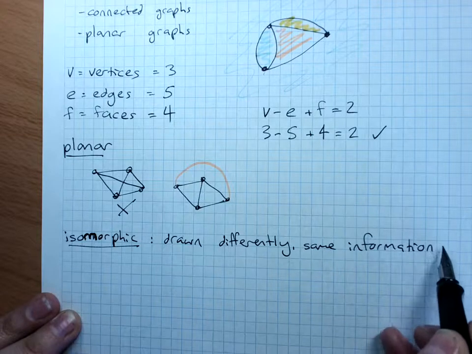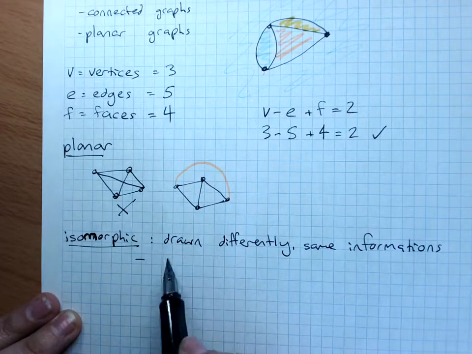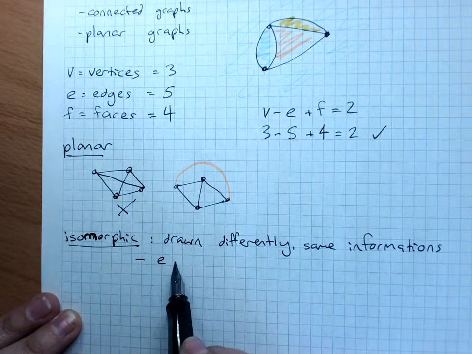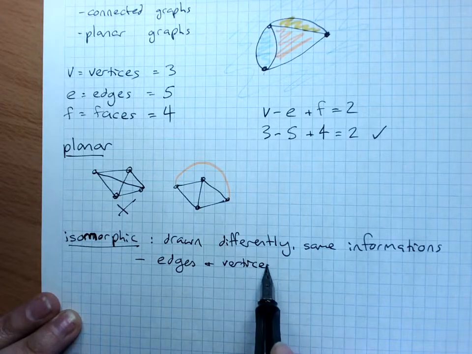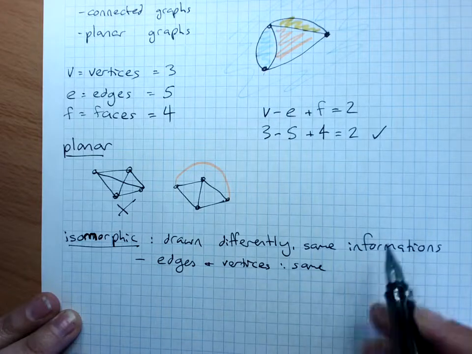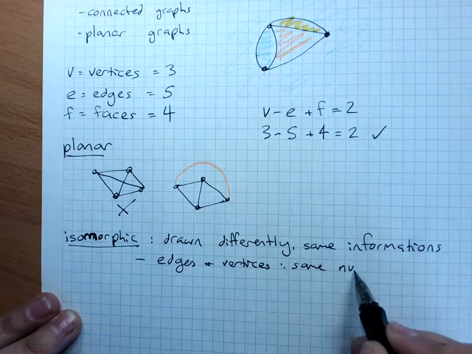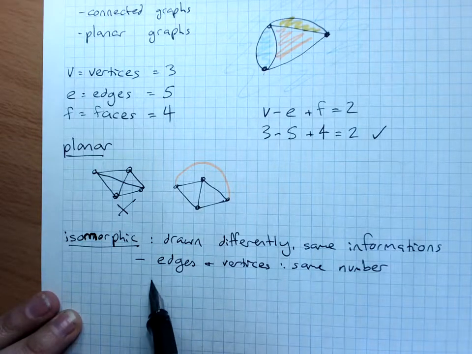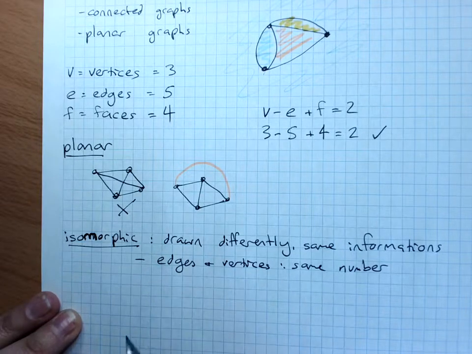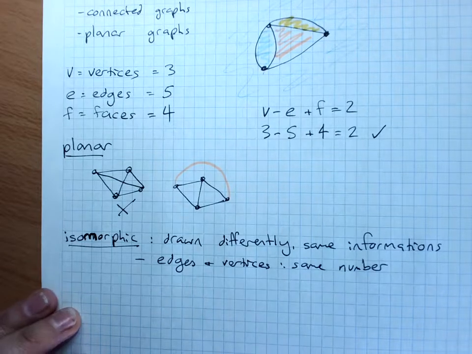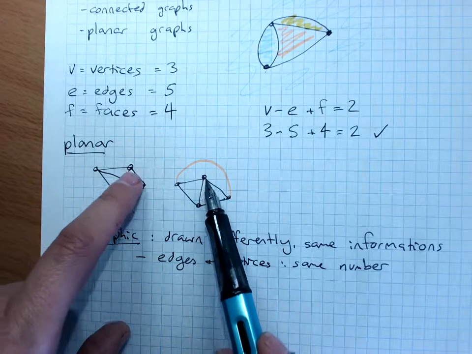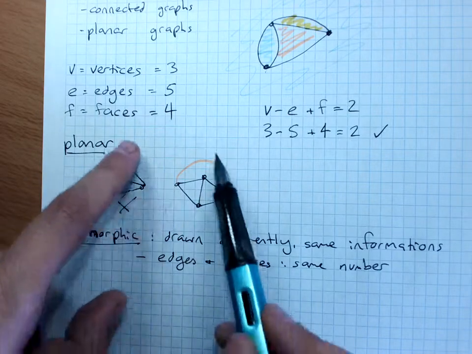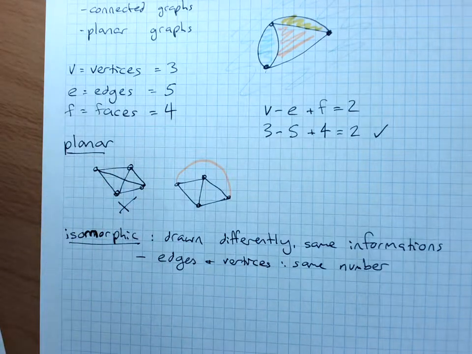For two graphs to be isomorphic, they both have to have the same number of edges and the same number of vertices. Vertices would have to have the same degree, and the edges would have to connect the same vertices. So I'd check, is there a line going from this one to this one? Yes. Is there a line going from this one to this one? Yes. So those can be isomorphic.